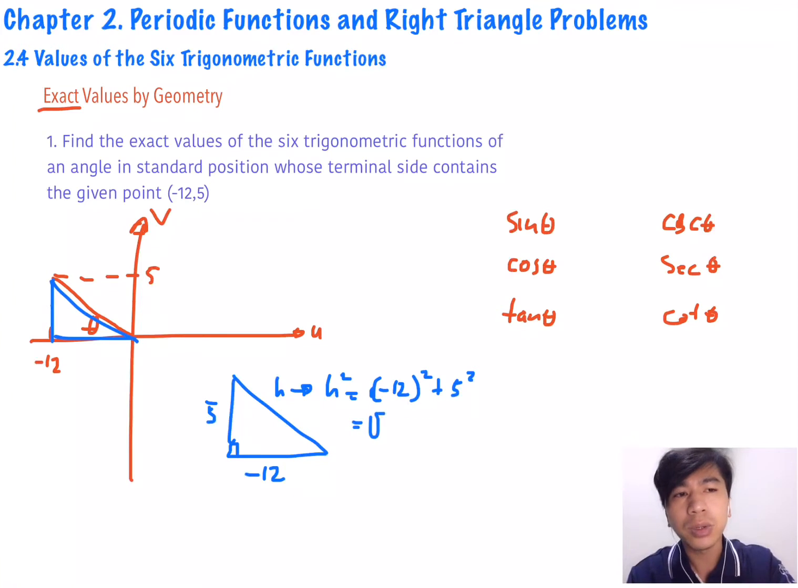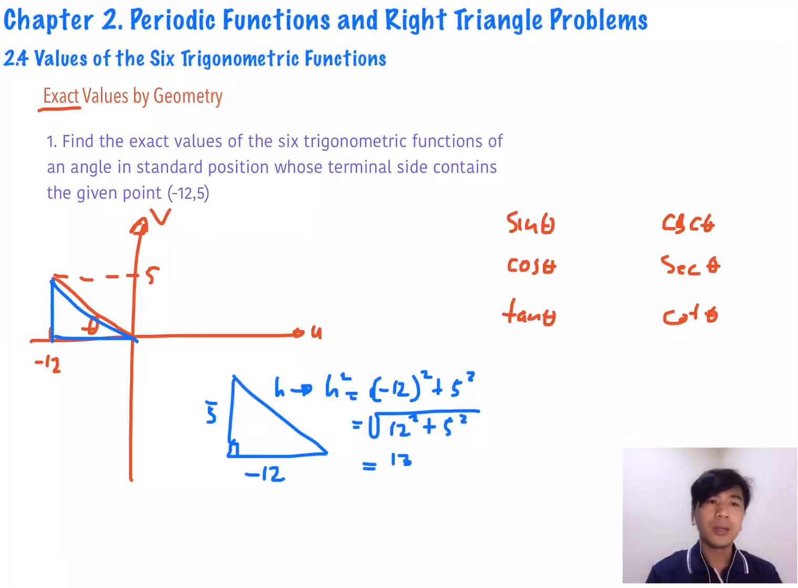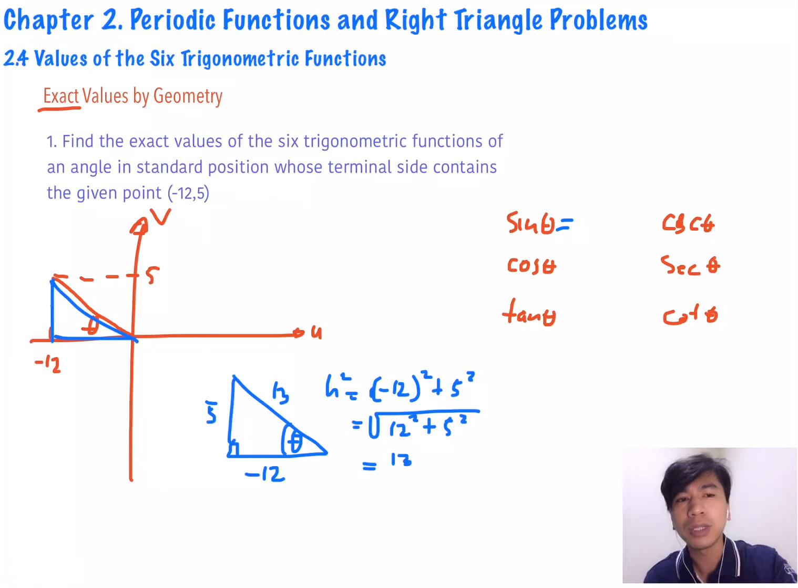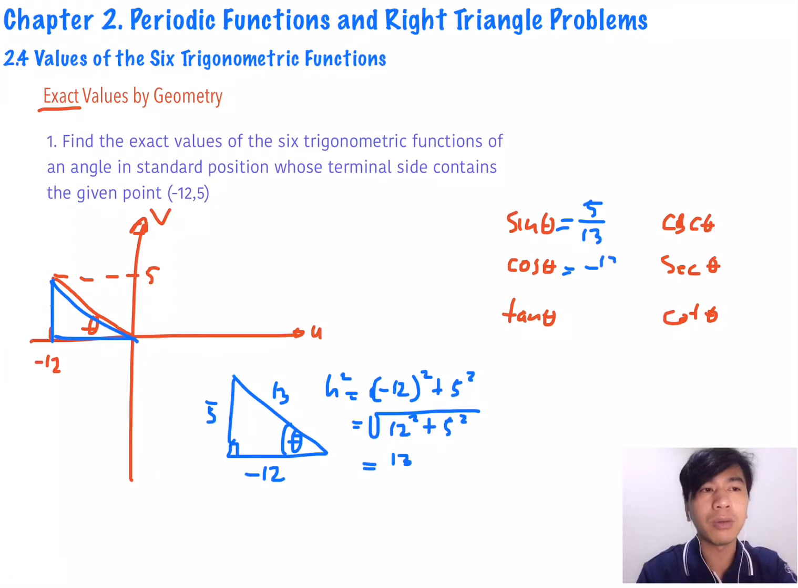So you'll get the square root of 12 squared plus 5 squared. That will be equal to 13. Since we know all of this, we can change h to 13. Then we are ready to get sine theta. Theta is over here, that's the reference angle that we are using. Sine theta will be 5 over 13. Cosine theta will be negative 12 over 13, the adjacent side. Tangent theta will be negative 5 over 12, or 5 over negative 12, which is the same.